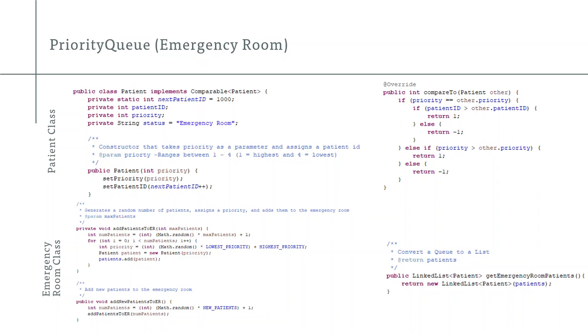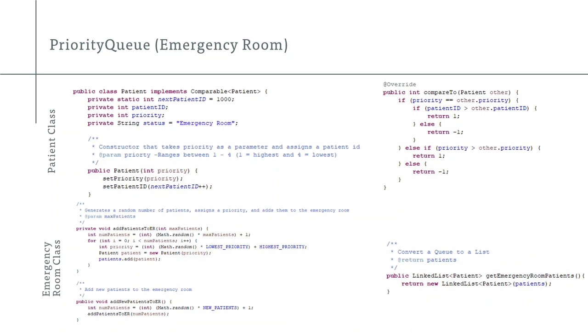On the right side at the top, I want to highlight the compareTo method that I implemented on the patient class. This allows the priority queue to sort the patients by the severity of their illness and the order they entered the emergency room. Notice when patients with matching illness severities are compared, patients with lower IDs receive the higher priority.